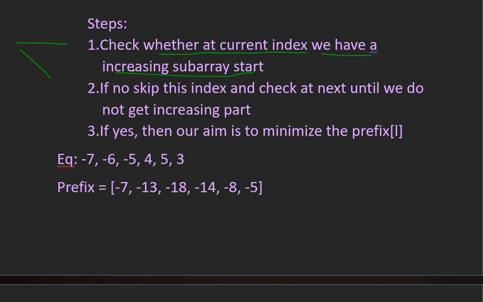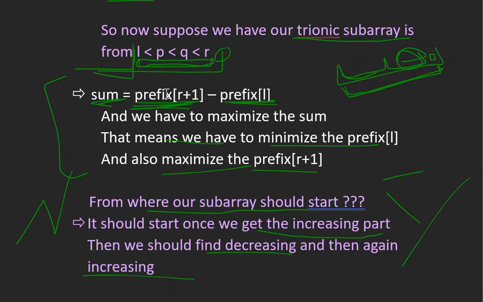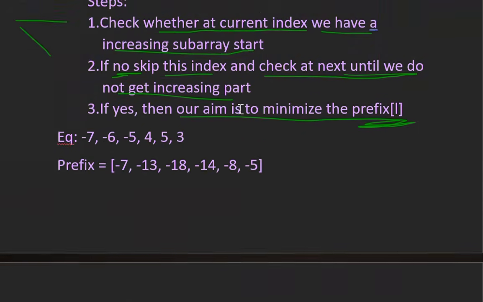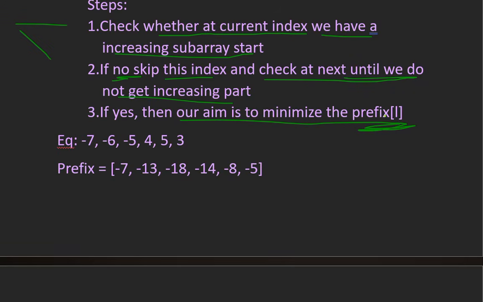If at the start, or at our current index, we don't have an increasing subarray, then we'll be skipping those indexes at the start of the array, and check the next ones until we get an increasing part. Suppose we get an increasing part, then what is our aim? Our aim is to minimize the prefix of L. As above we have seen, our sum is prefix of r plus 1 minus prefix of L. So to maximize the sum, we have to minimize prefix of L.